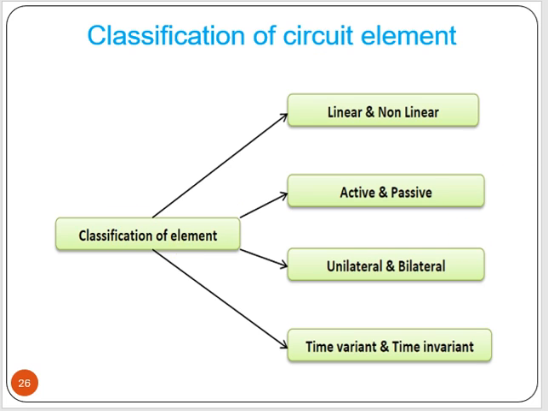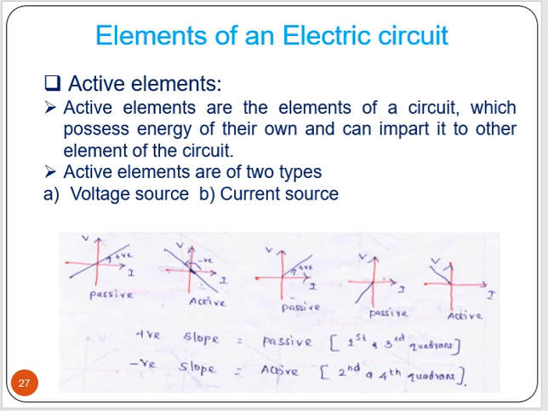Now, classification of circuit elements. Circuit elements are basically linear or non-linear type, active type, passive, unilateral, bilateral, time invariant, time variant. These are the classifications of circuit elements. Active elements are circuit elements which possess energy of their own and can impart it to other elements of the circuit. That means they can supply energy or power to the circuit. Active elements are of two types: voltage source and current source.